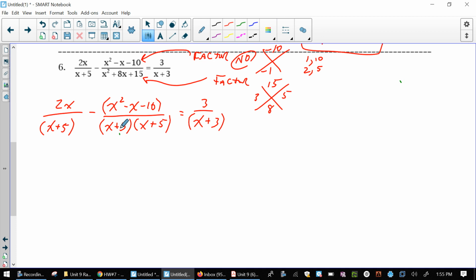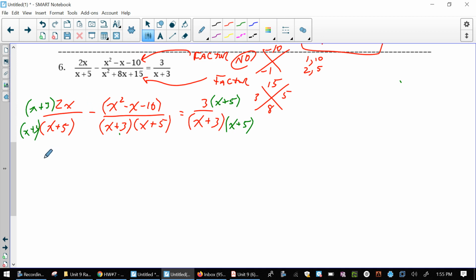And now we see x plus 3, x plus 5. There's x plus 3, there's x plus 5. So this one needs the x plus 5. And this one needs the x plus 3. And then our middle one's going to stay the same. Just be careful with this minus sign when we start simplifying.